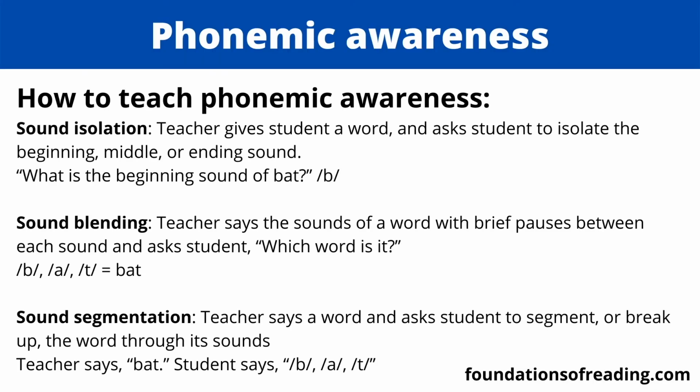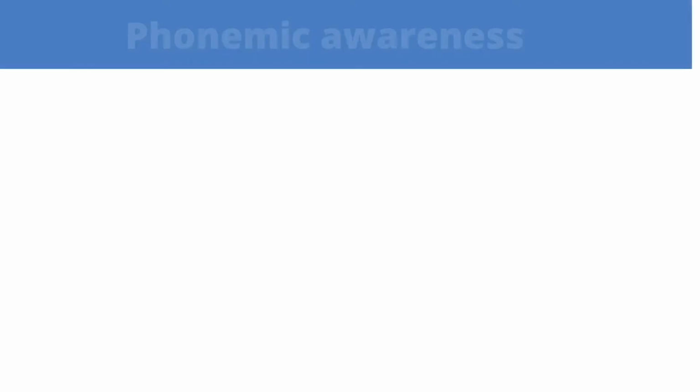Sound segmentation is the most difficult instructional strategy for the student. It is also the best indication of the student's phonemic awareness level. This type of instruction looks like the following. The teacher says a word and asks the student to segment or break apart the word into its sounds. For example, the teacher might say bat, and the student would need to correctly say b, a, t.